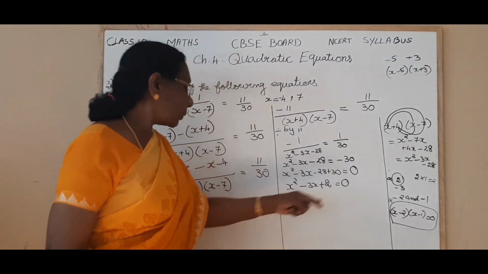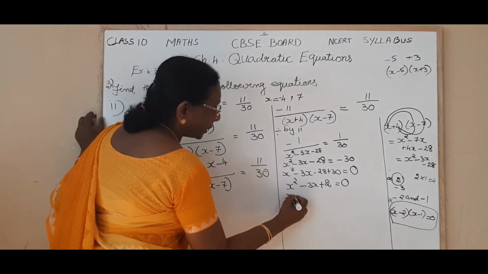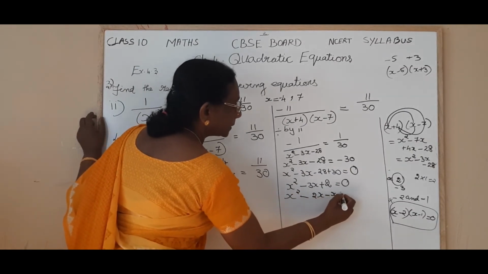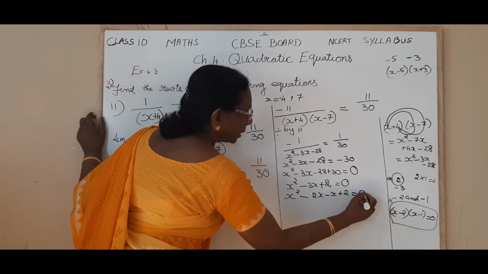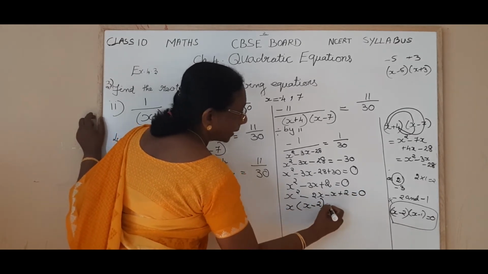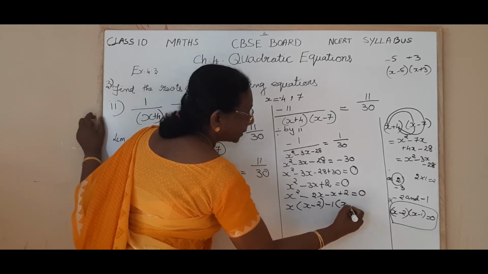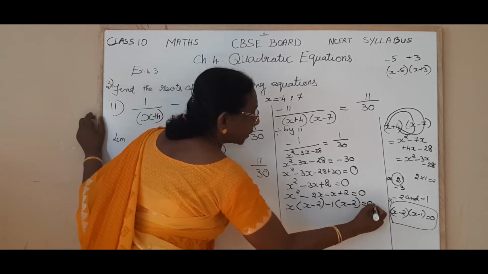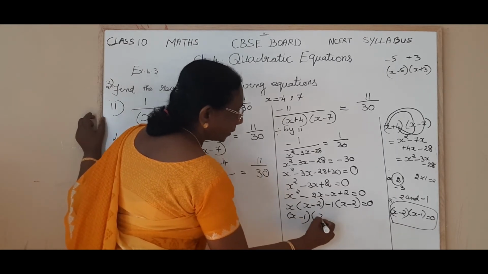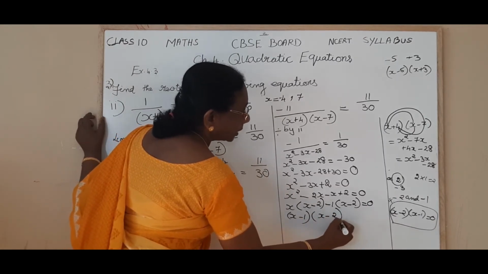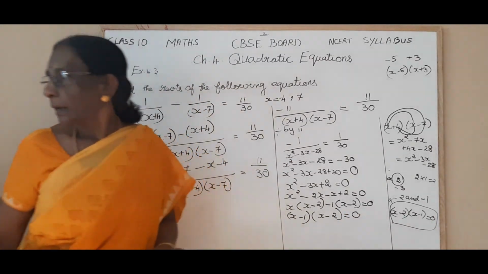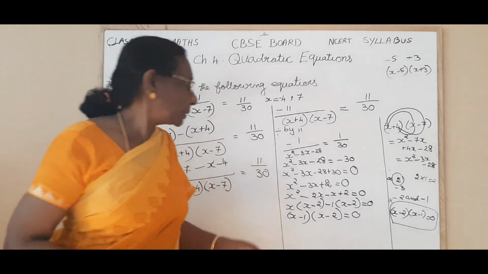Now, you have to write what? x squared minus 2x minus x plus 2 is equal to 0. Take x as common, x minus 2, and minus 1 as common, x minus 2 equal to 0. So, x minus 1 into x minus 2 is equal to 0. Now, you can write the answer. Each and every step is important, children.